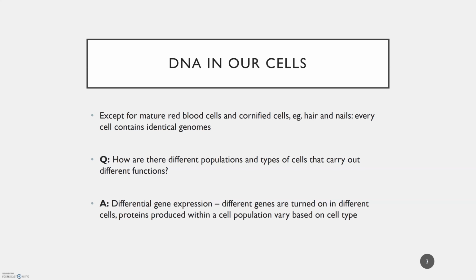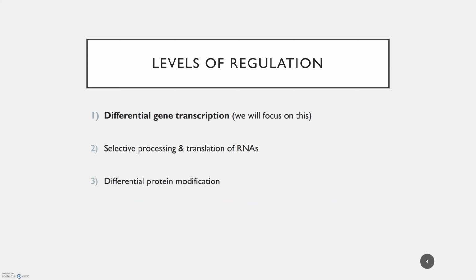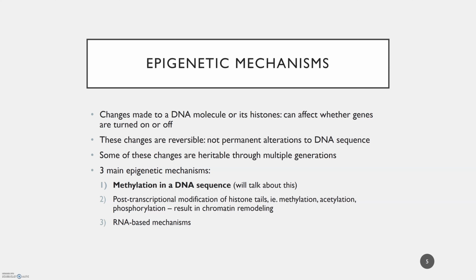Our cells accomplish this at different levels of regulation: differential gene transcription, selective processing and translation of RNAs, and differential protein modification. We will focus on the first level of gene regulation, which happens pre-transcriptionally. You have probably heard about cells receiving external or internal signals, like growth factors or the nutrient status, that trigger or repress transcription of particular genes.